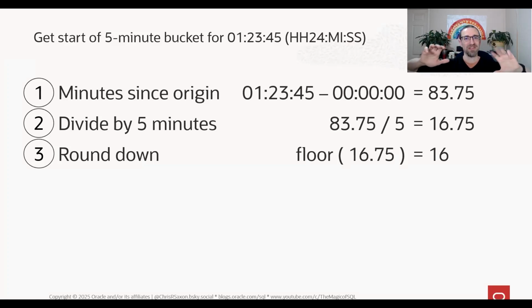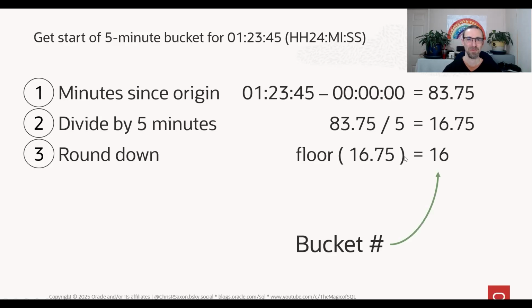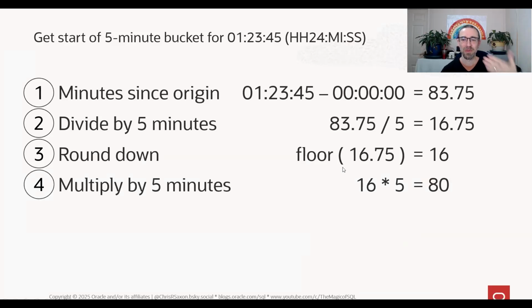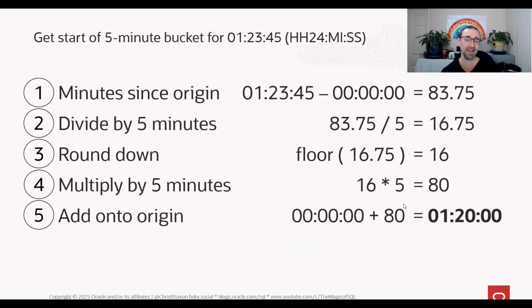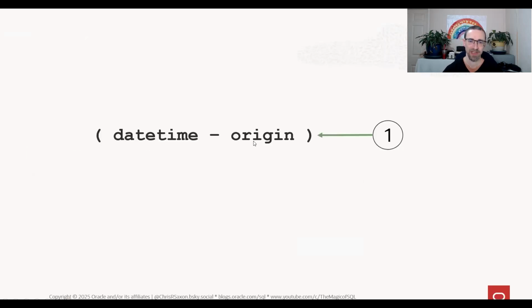Okay, so we're in bucket 16, so we're on the 16th 5-minute interval after 1 a.m., essentially. So that is the first thing I said we were going to point out here: find the bucket number. Then to turn that into the actual start time, we'll multiply it up by 5 minutes. So that gives us 80 minutes. Add 80 minutes onto midnight, and we get 20 minutes past 1 in the morning. So that's the process we're going to go through here.